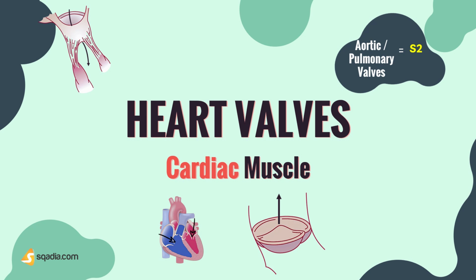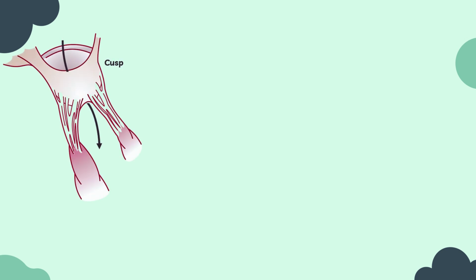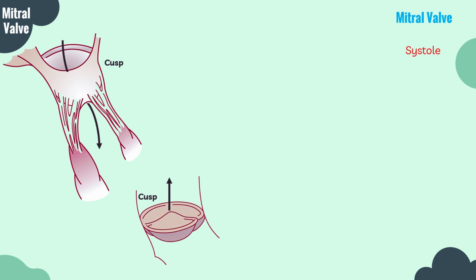In this section, we will talk about how the heart valves prevent backflow of blood during systole. So let's get started. First are the atrioventricular valves. The AV valves, meaning the tricuspid and mitral valves, prevent backflow of blood from the ventricles to the atria during systole, and the semilunar valves, meaning the aortic and pulmonary artery valves, prevent backflow from the aorta and pulmonary arteries into the ventricles during diastole.